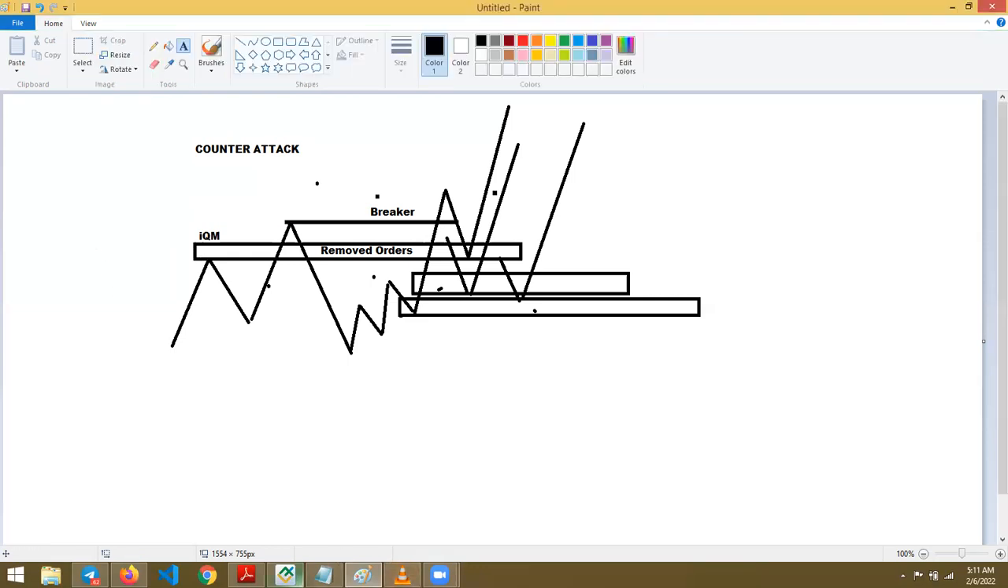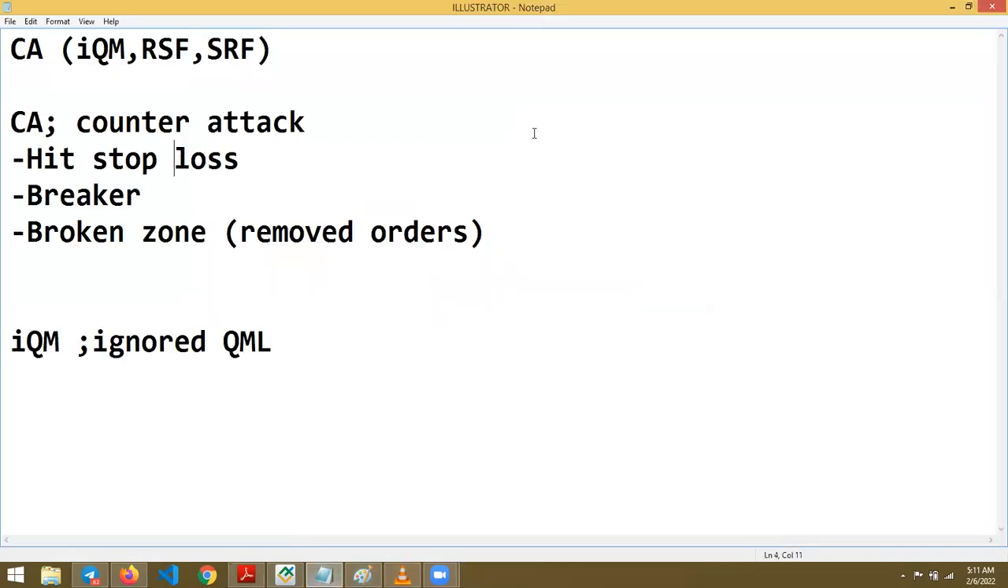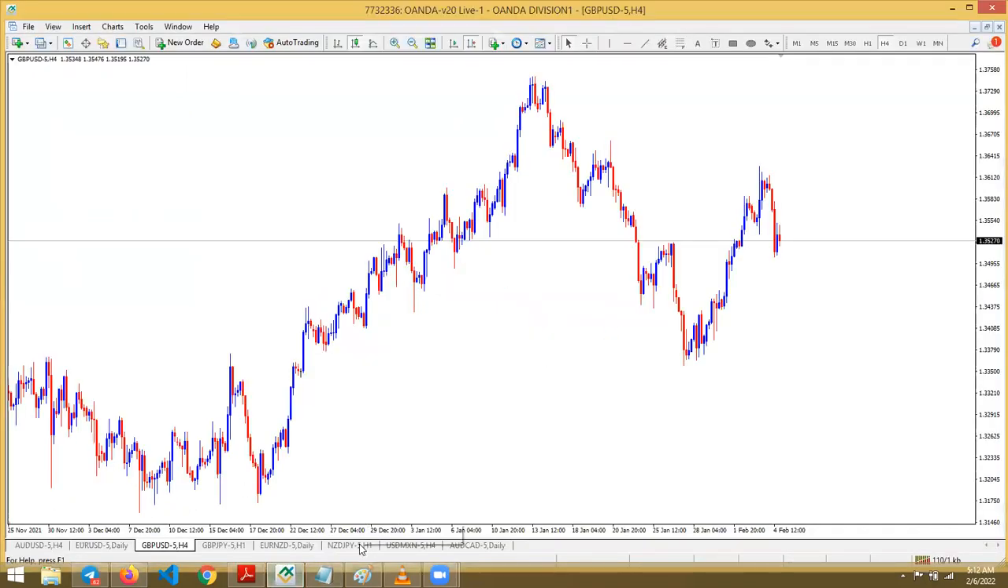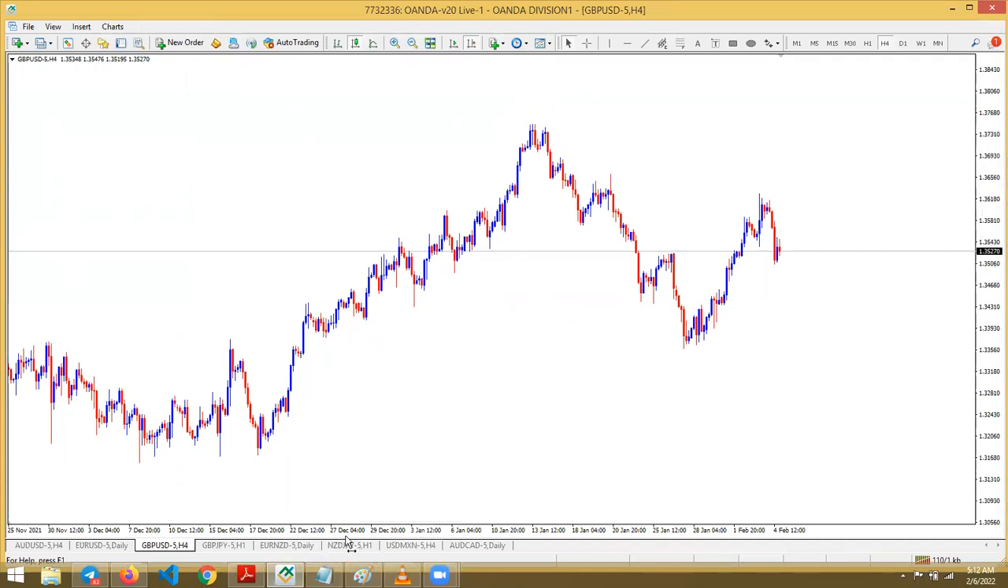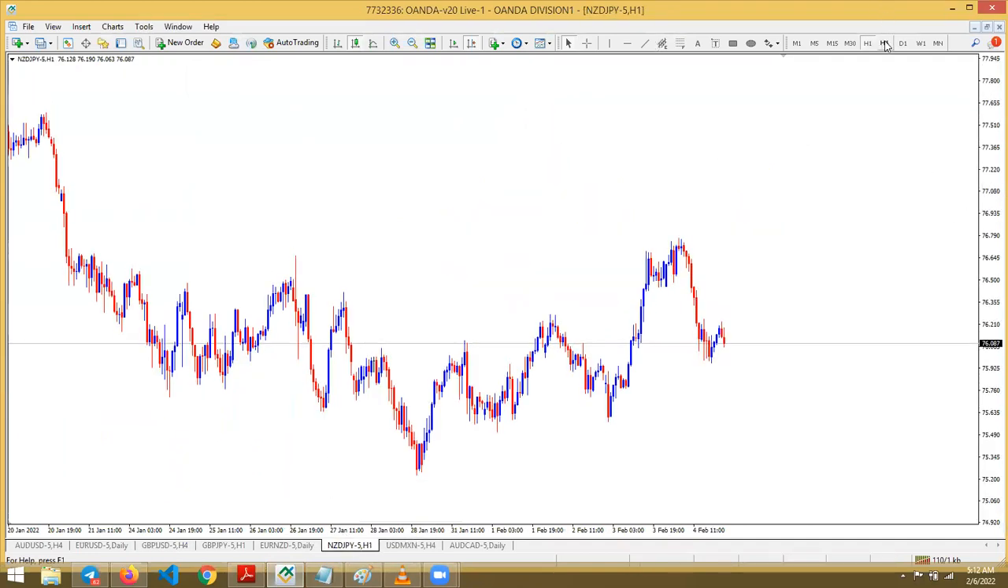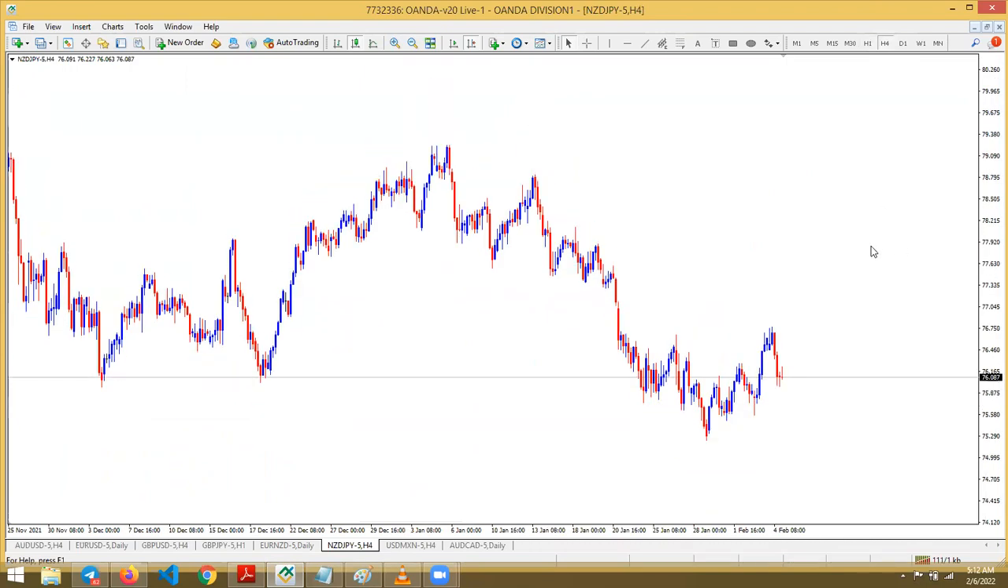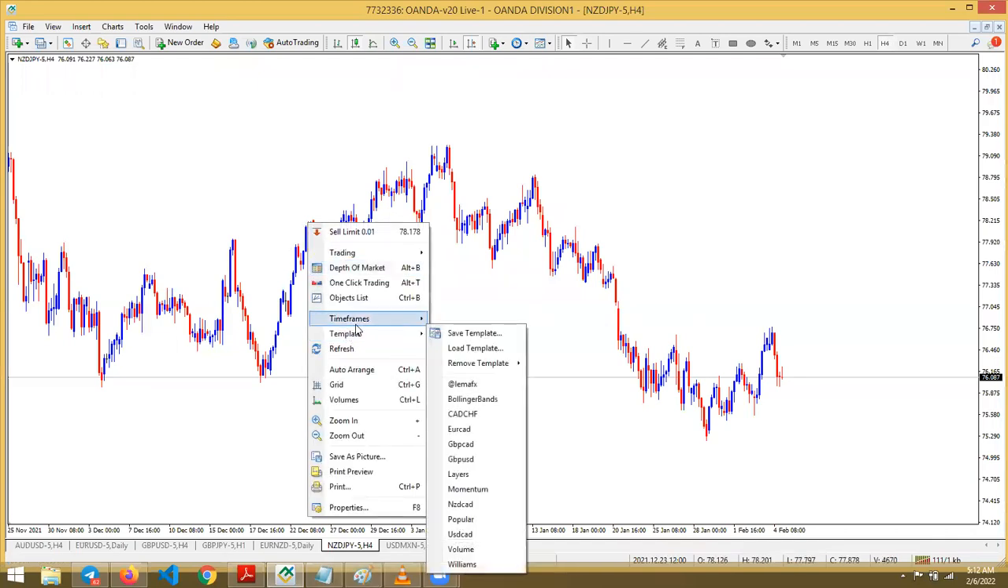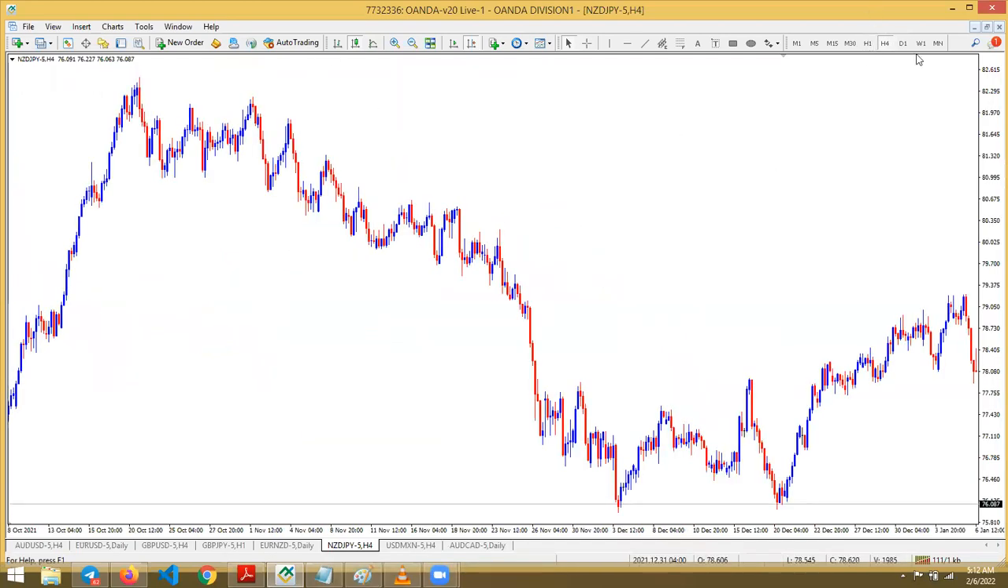Now let me jump on to the final bit, and that is what we call IQM. Before you go ahead, let me just get quick examples of the concept of IQM. It's a very beautiful concept. Let me jump on to NZDJPY. NZDJPY, let me go to H4. Yeah, so I think you can notice something.